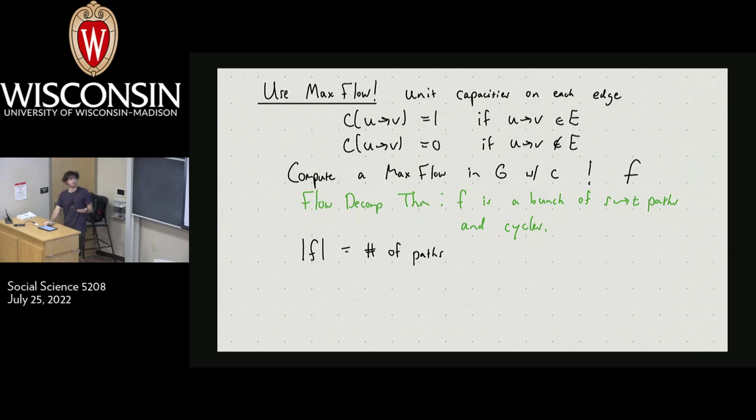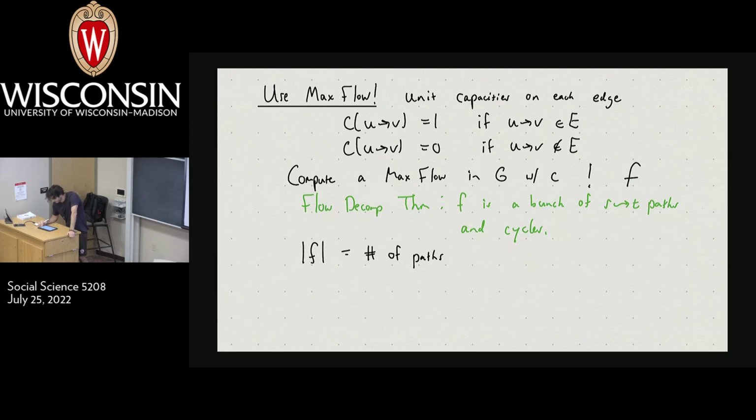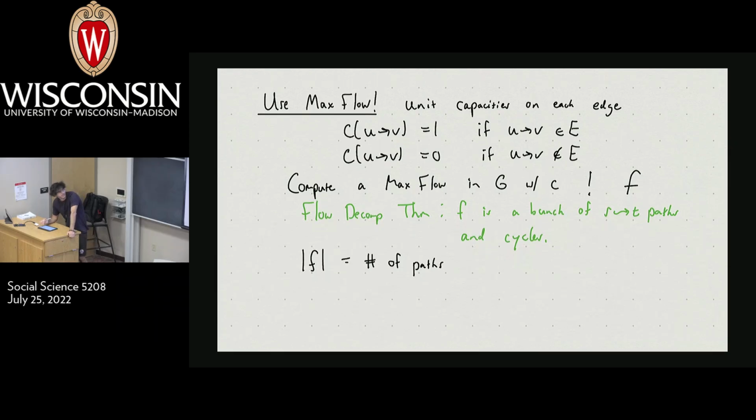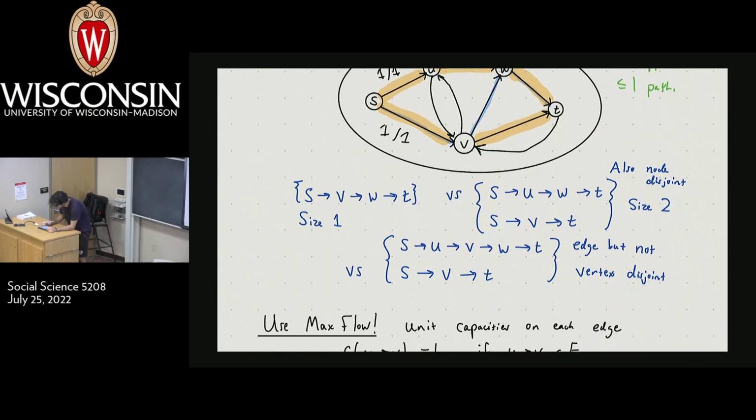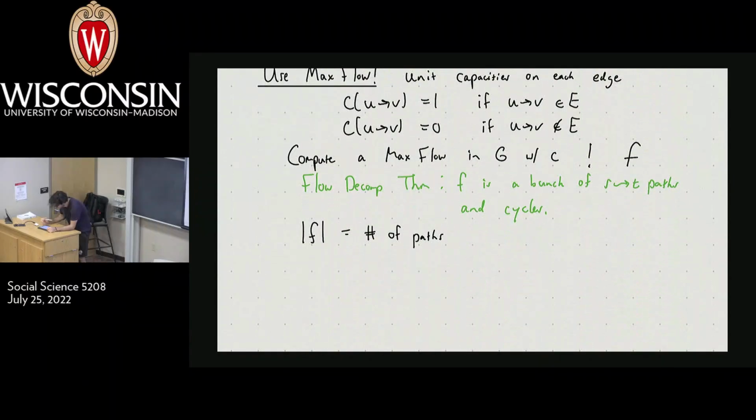So why is this? Well, remember, the value of the flow is the net amount that leaves S. And equivalently, this will just be the number of edges that leave S that are saturated. So in this picture here, these are the capacities. And the flow value, maybe it sends 1 down each. So that's going to correspond to the number of paths. So the value of the flow is going to be the number of paths.